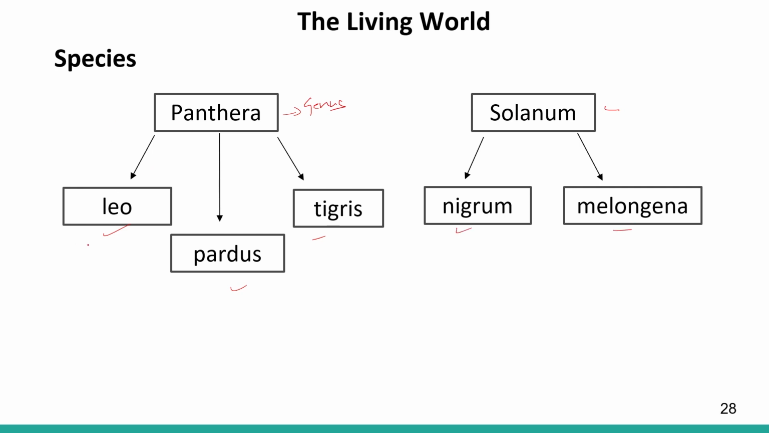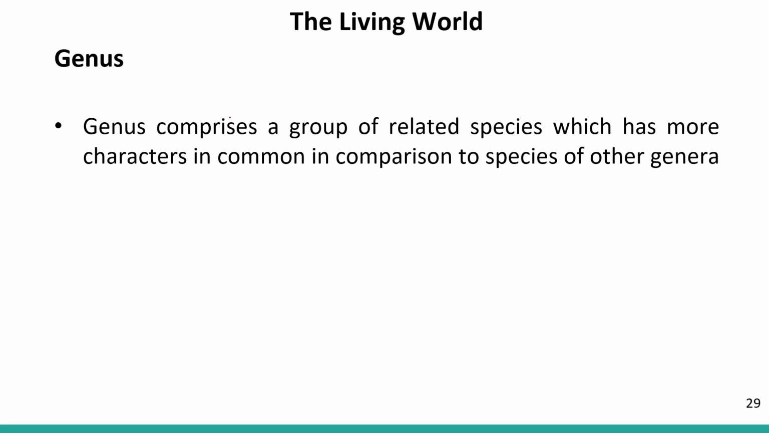If we talk about Panthera leo, this is lion. Panthera pardus is leopard. Panthera tigris is tiger. You can say the genus is the same, but the species can be different. Solanum tuberosum is potato. Solanum melongena is brinjal. So here you can see genus can be one, but species are different. Now, what is genus? Genus comprises a group of related species.